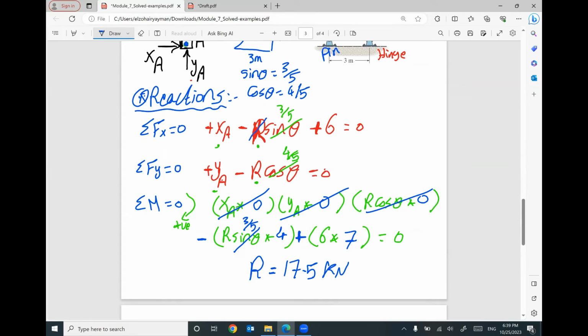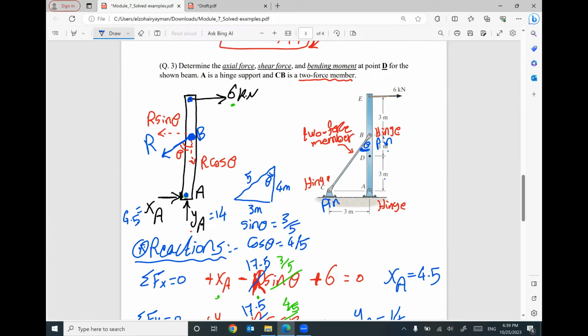If you go back here and put R equals 17.5, I can find XA, this reaction. It will be 4.5. So this reaction equals 4.5. If you go back here and put R equals 17.5, your reaction YA will be 17.5 times 4/5, which is 14. YA equals 14. So this reaction equals 14. Does that make sense? So by the end, I figured out the reactions at A.